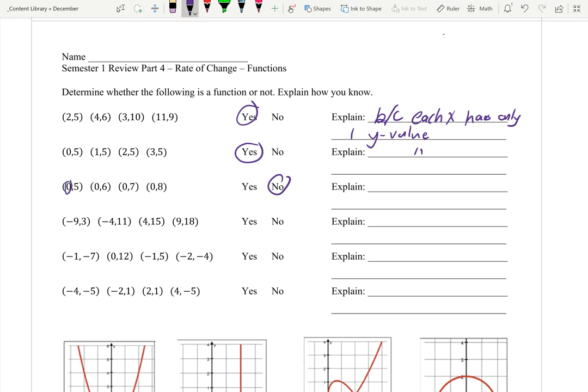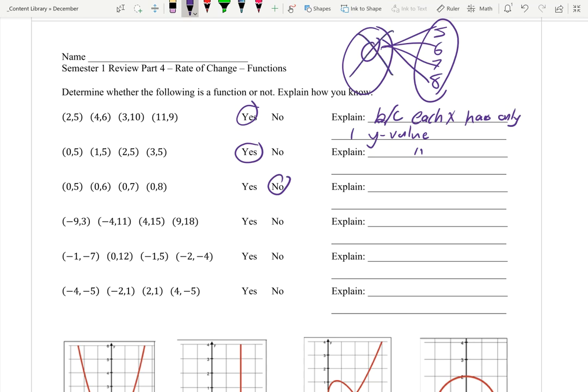Because you have 0 that goes to 5, 0 also goes to 6, 0 also goes to 7, and 0 also goes to 8. 0 is a person, and it's at 4 different places at once. 5, 6, 7, 8. So it's the opposite of what we saw in the second one, right? This is 0 is the x values, and then you have 5, 6, 7, 8 as the y's. So remember, x's are like people, y's are like places. So 0 is at 5's house, 0 is at 6's house, 7's house, and 8's house. Now you can't have that.